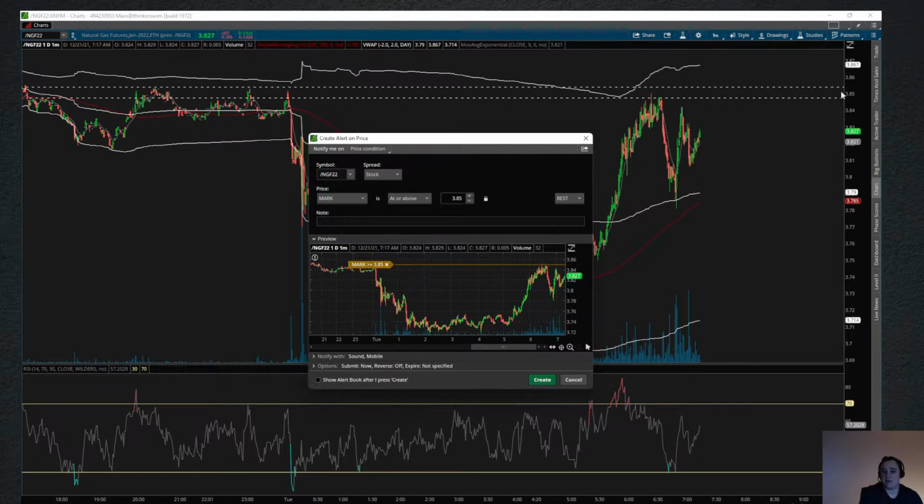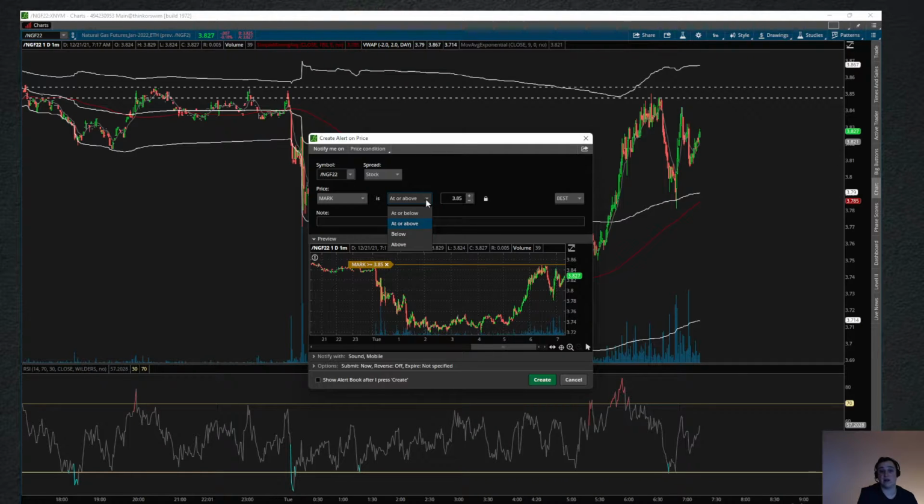In our case, we picked the middle of this zone. If it got up to 3.85, this is saying if it gets there or goes above it, let us know. It gives you a preview of that level. So if we clicked OK and it pushed up to 3.85, that's where we'd get the notification.